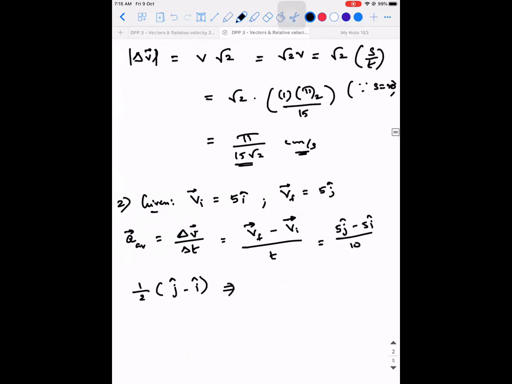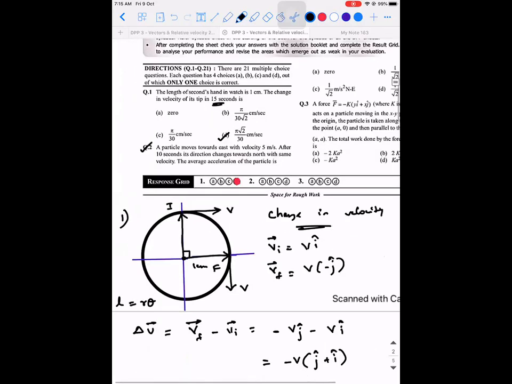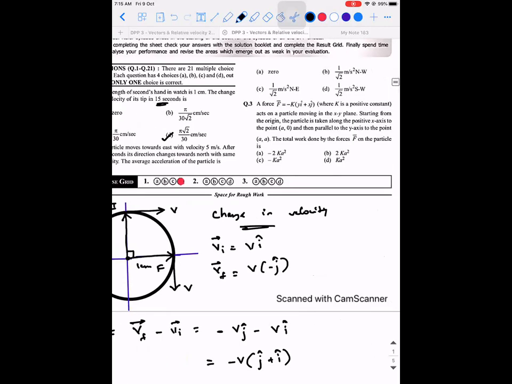Which implies the acceleration's magnitude will be 1 by 2 into the magnitude of j cap minus i cap, which is root 2. So 1 by root 2 meter per second square will be the answer. Is there an option? Yes, every option is 1 by root 2 meter per second square only. It is not 0 for sure. Why they have given 0 is because many of them will think that since it's the same velocity, the answer will be 0, but they forget about direction. That is why it is given as the first option.